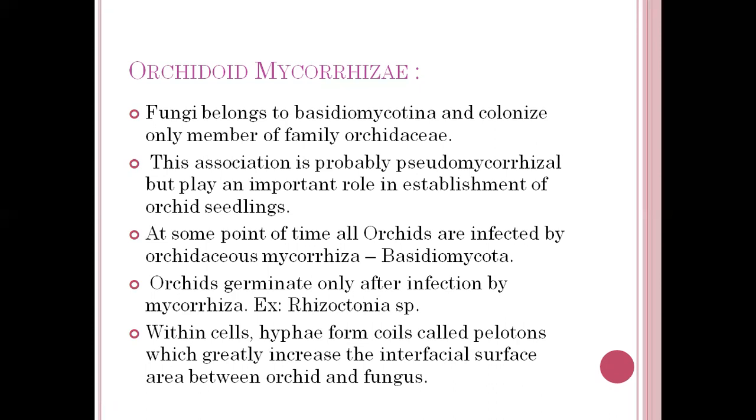Orchids germinate only after infection by mycorrhiza. An example of this is Rhizoctonia species. Within the cells, the hyphae form coils. These coils are known as pelotons, and the function of the pelotons is to increase the interfacial surface area between the orchid and the fungus, so that nutrient exchange can take place at a higher rate.